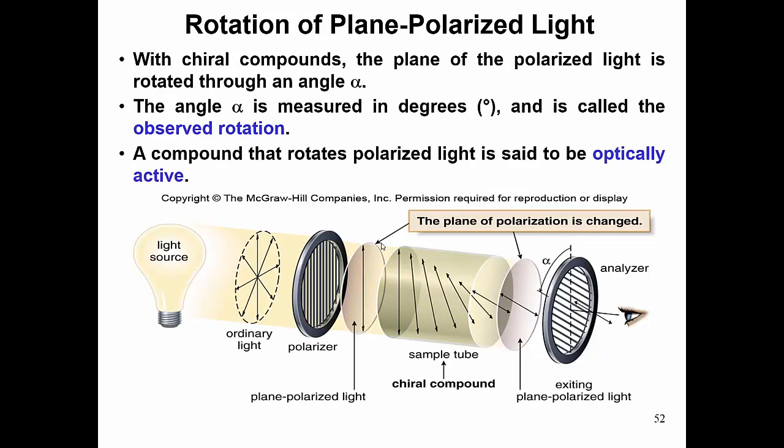With chiral compounds, the plane of the polarized light is rotated. So when light passes through these compounds, the polarized light rotates, and the compound is optically active. That is a hallmark of chiral compounds. Okay? Chiral compounds rotate plane polarized light. But all their other measured physical properties are identical. They're identical in every other way.